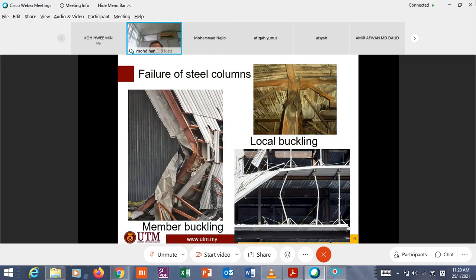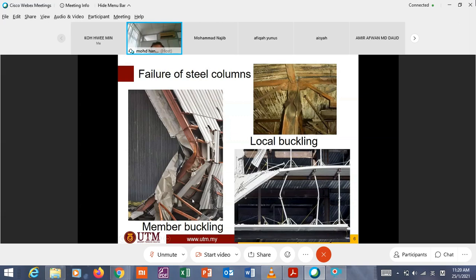And this is for a steel column. You see for a steel column, it is a small member, but it is stronger. Steel is stronger than concrete. The yield strength of steel is 200 or 400, but the yield strength of concrete is only 30. So the strength of steel is 10 times compared to concrete.